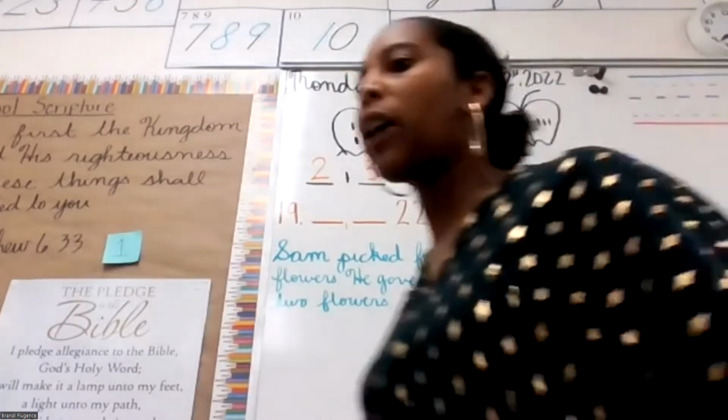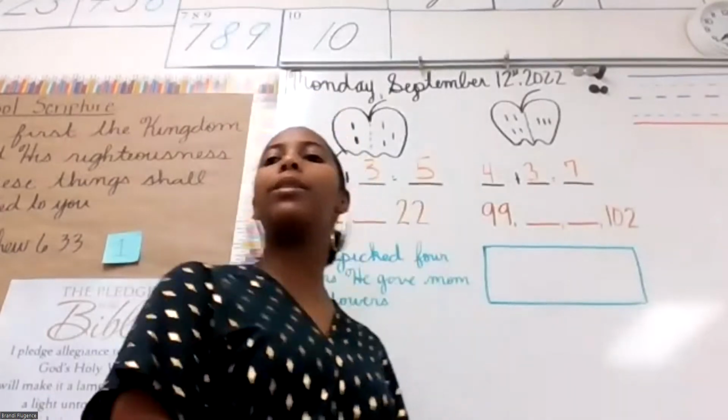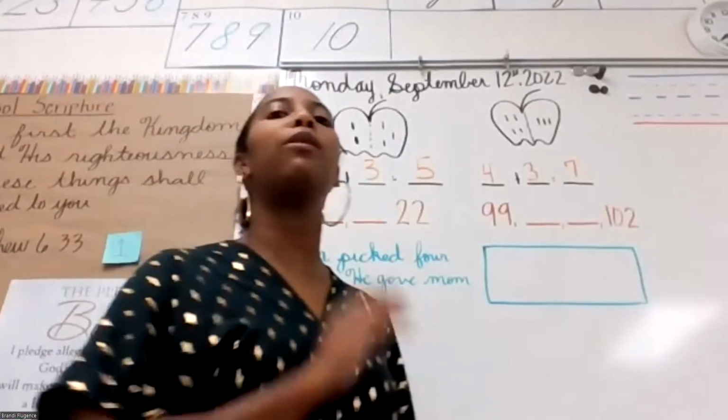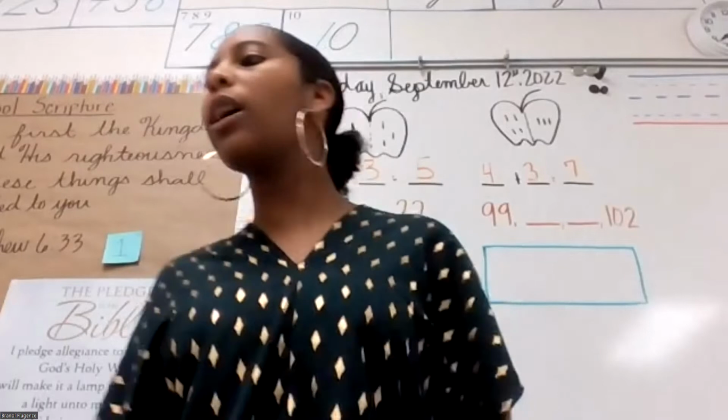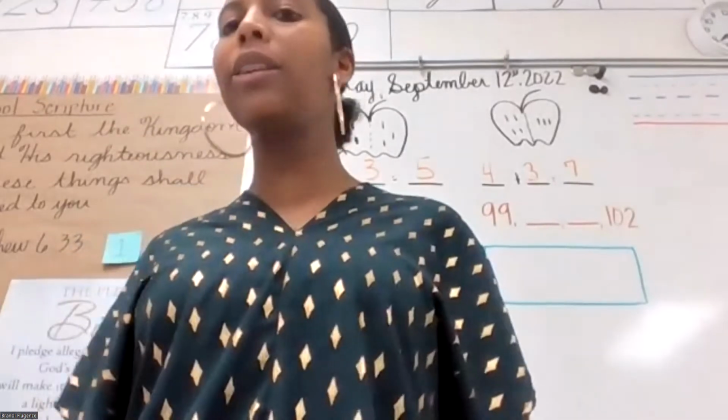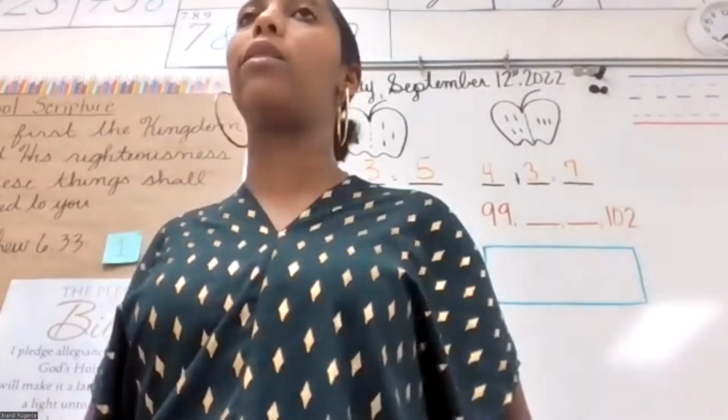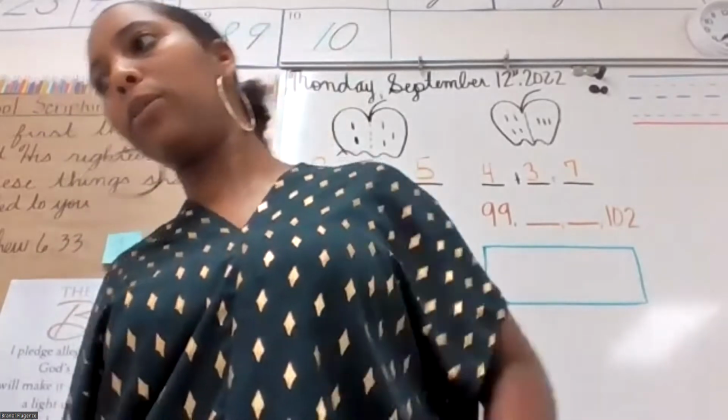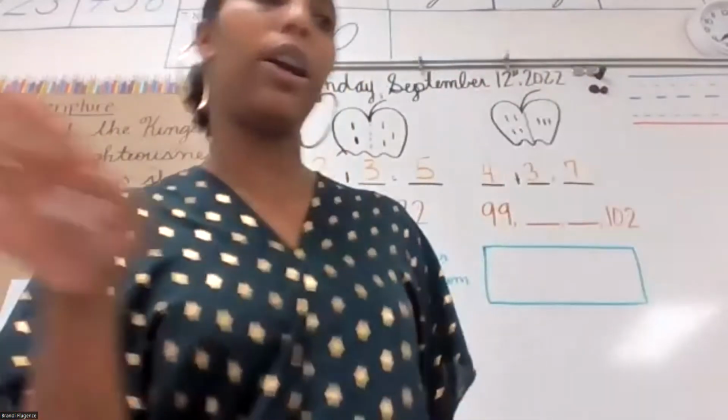All right, so we have 5 seeds on the left side of our apple. Let's go to the right side of our apple. Let's put 4 seeds on the right side of our apple. 4 seeds on the right side of the apple. So we have 5 on the left, 4 on the right.